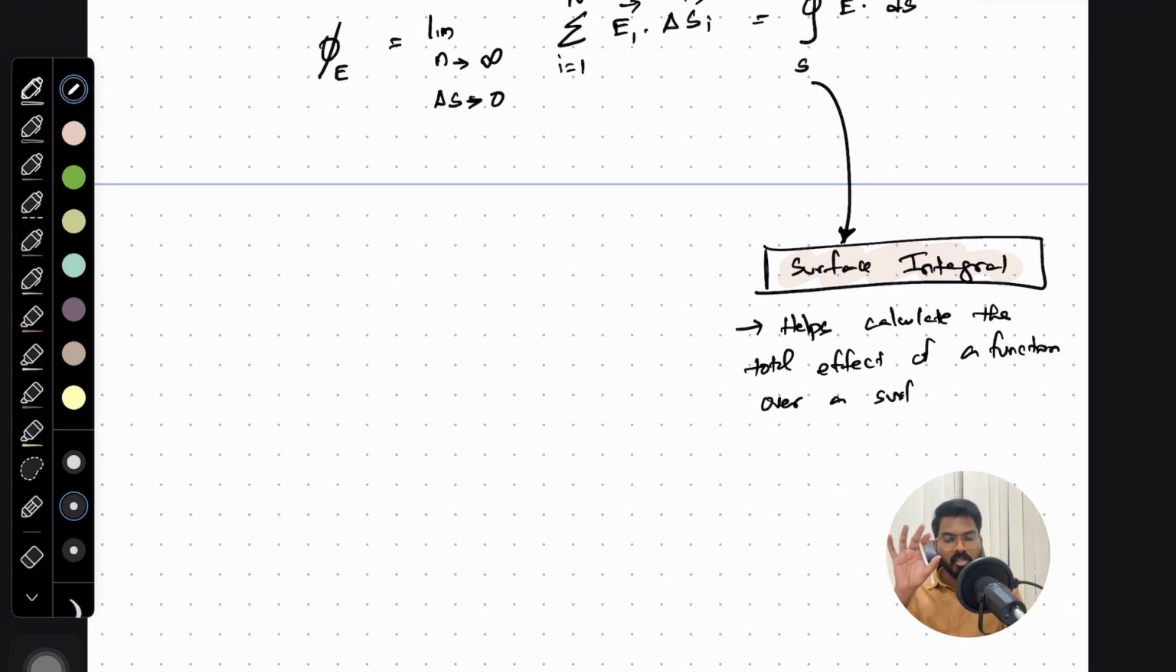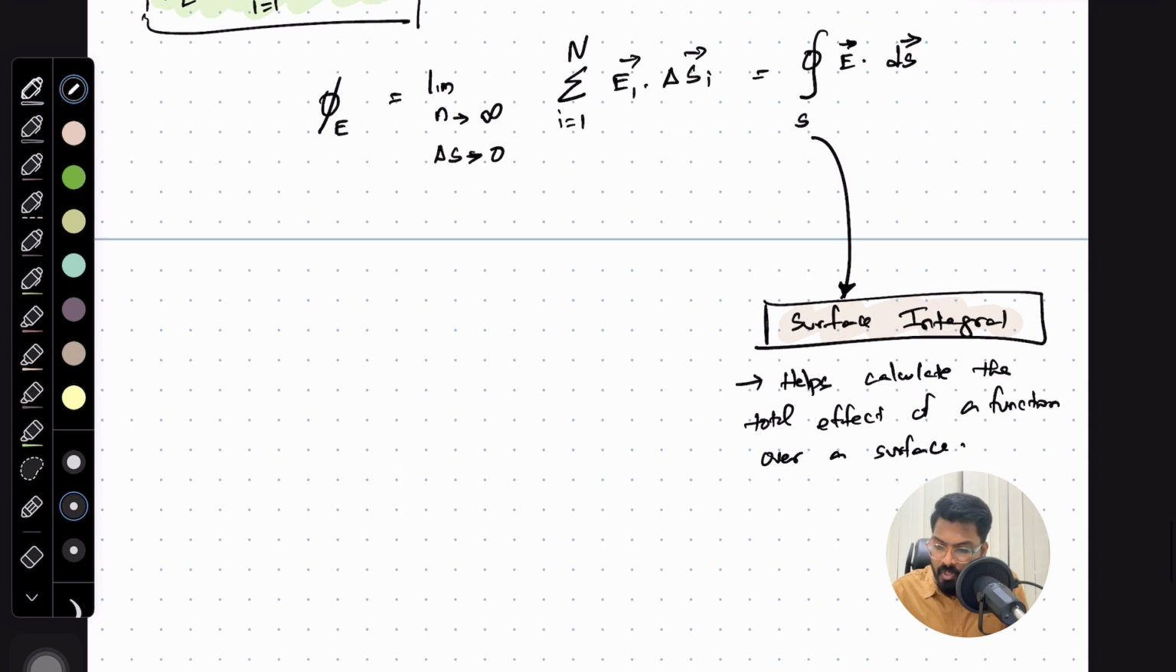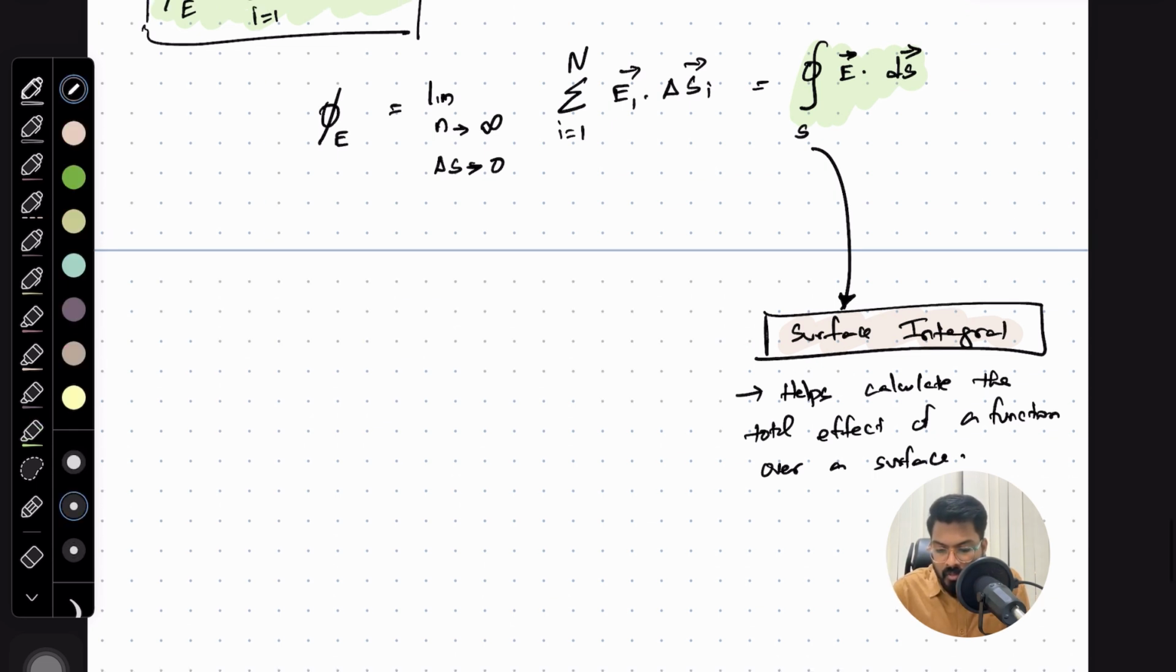So there is a function. In this case, the function we are speaking about is E vector dot dS vector. This is the function that we are calculating over a surface. For that we use a surface integral. Now let's go back to electric flux. I already told you electric flux is a scalar.